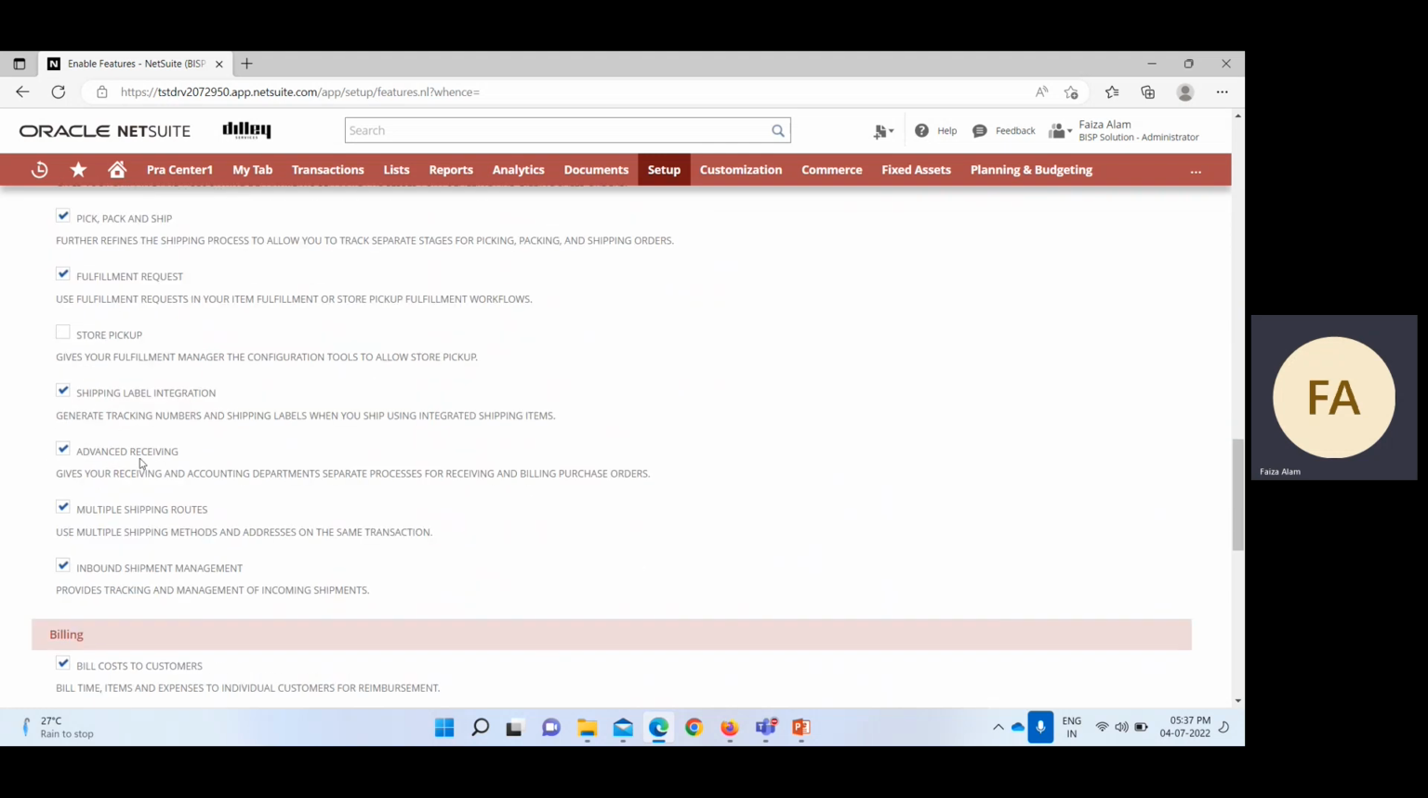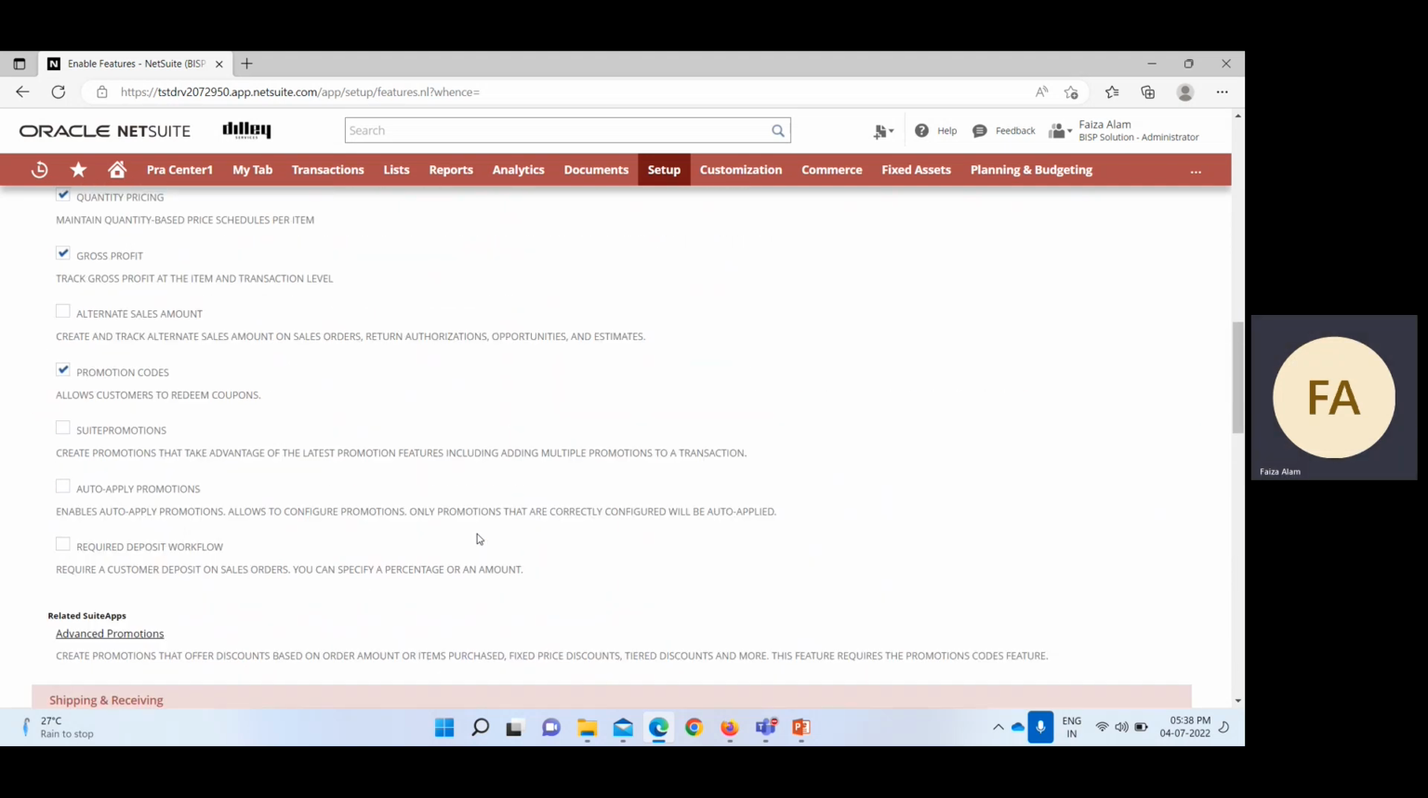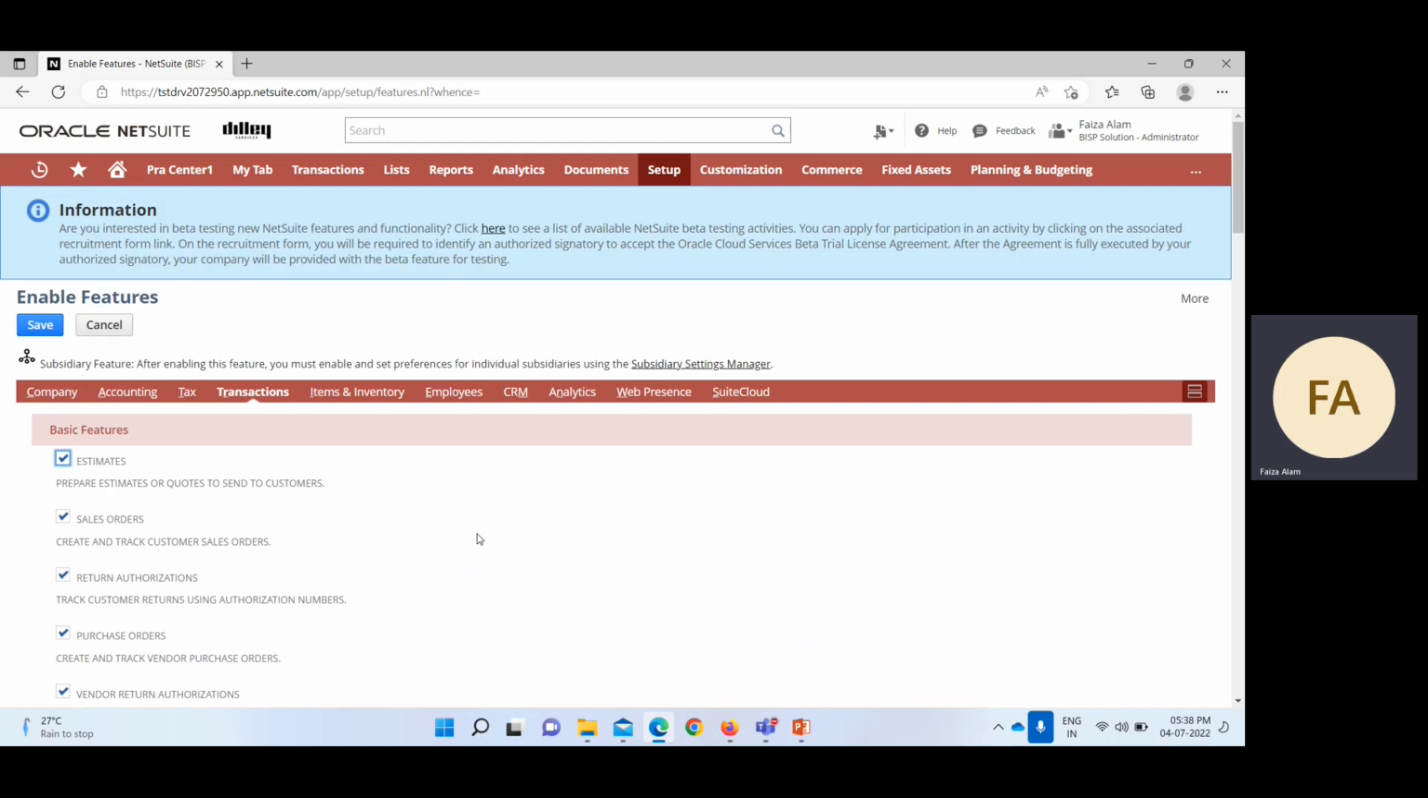If we go down here to advanced receiving, it also provides the receiving and the accounting departments a separate process for receiving and billing purchase orders. This is concerned with the purchase order. Whenever any receipt or billing process takes place, it will provide the receiving and accounting managers separate processes for them. So we are done with the two tabs now.